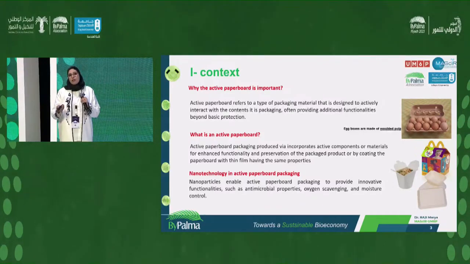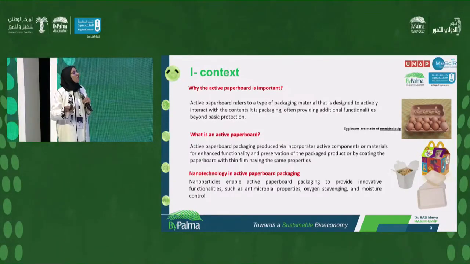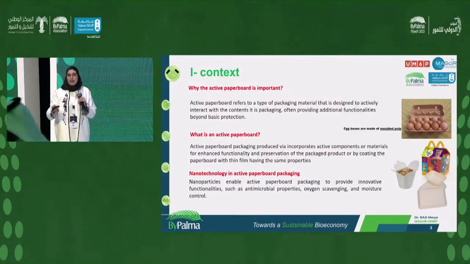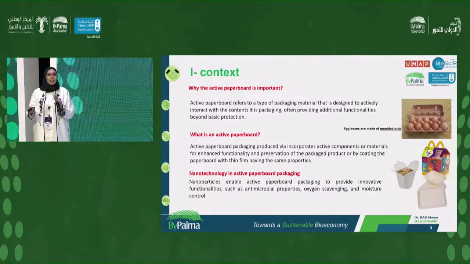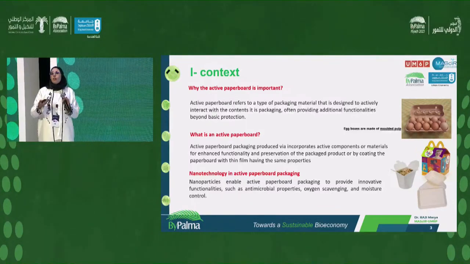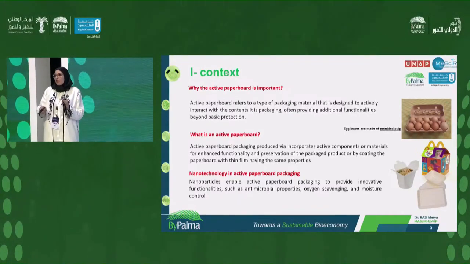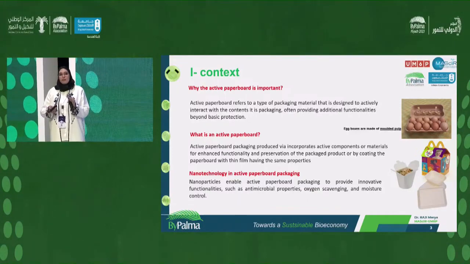We can take nanotechnologies. By using nanotechnology, we can produce more efficient and sustainable active paperboard. We can give a definition of nanotechnology, which is all about using materials at an incredibly tiny scale, exactly nano size, and it gives us amazing control of how the material behaves.